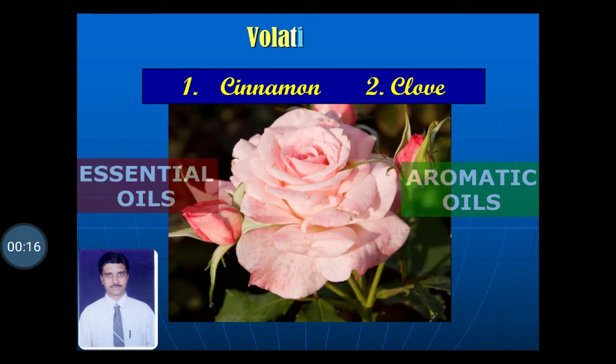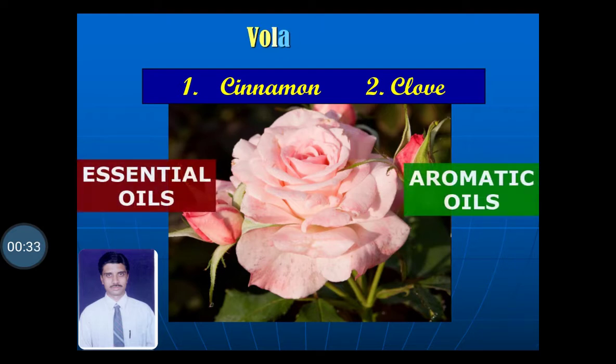Friends, today we will study two drugs which contain volatile oil. The first one is cinnamon and the other one is clove. Cinnamon is a bark, and clove is a flower bud. First of all, we will see about the cinnamon.